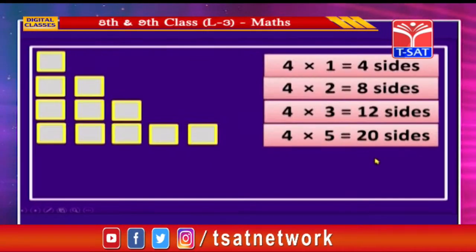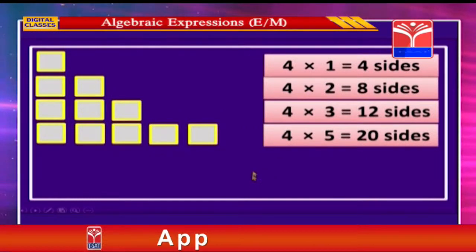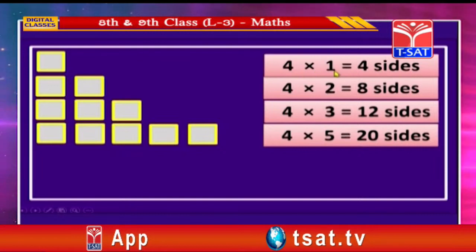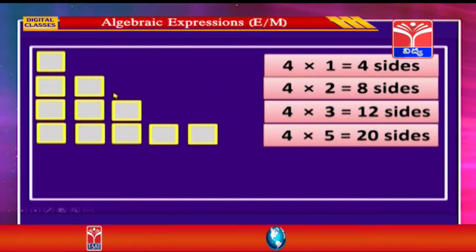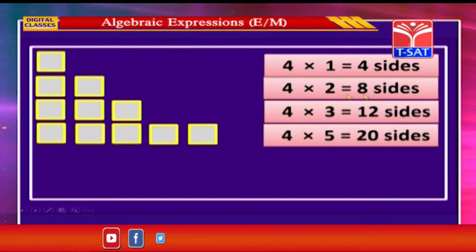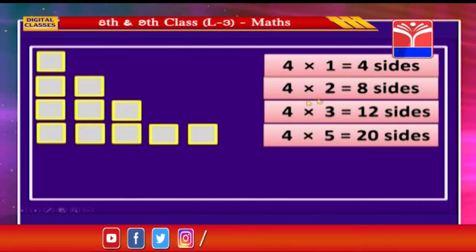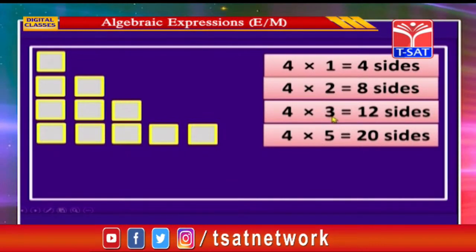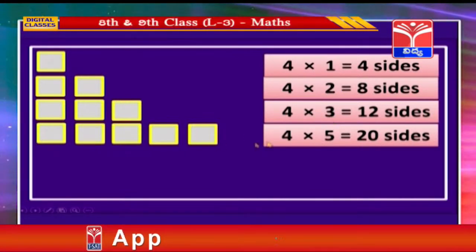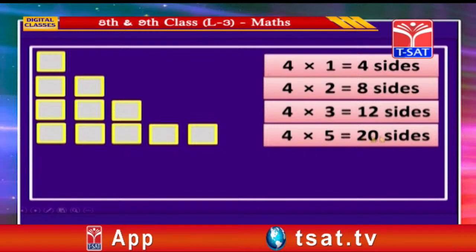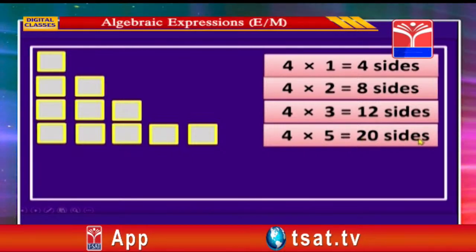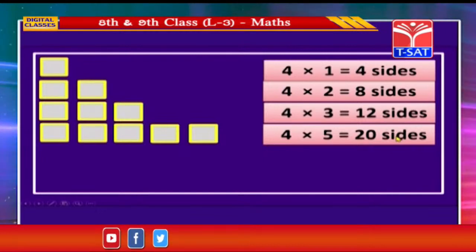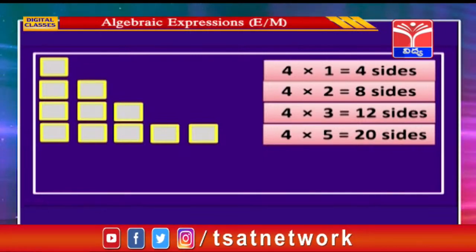Now let us quickly write down children what we have noticed. When one square is there, there will be 4 sides, I am writing it as 4 into 1. When there are 2 squares, there are total 8 sides, I am writing it as 4 into 2. Similarly for 3 squares, 12 sides, we are writing it as 4 into 3. And finally when we have 5 squares, we have 20 sides overall, and I am writing it as 4 into 5. Now children, do you notice any pattern here?